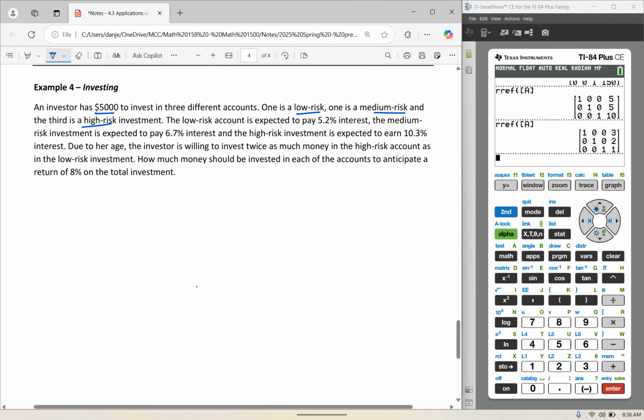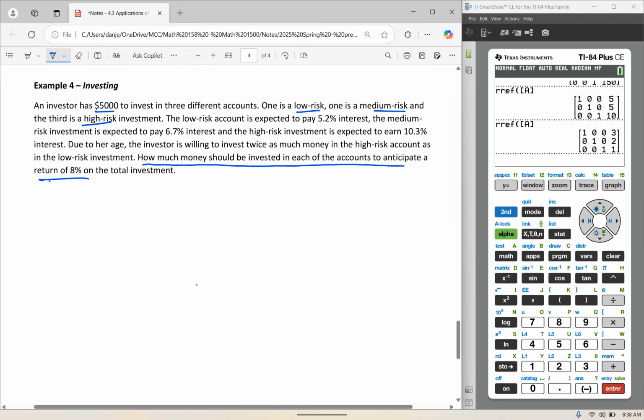Let's look at the bottom. How much money should be invested in each of the accounts? So we've got a low risk. Let's just name this column risk. We've got low risk, medium risk, and a high risk account. Again, let's call them X, Y, and Z to make the math a little bit easier.